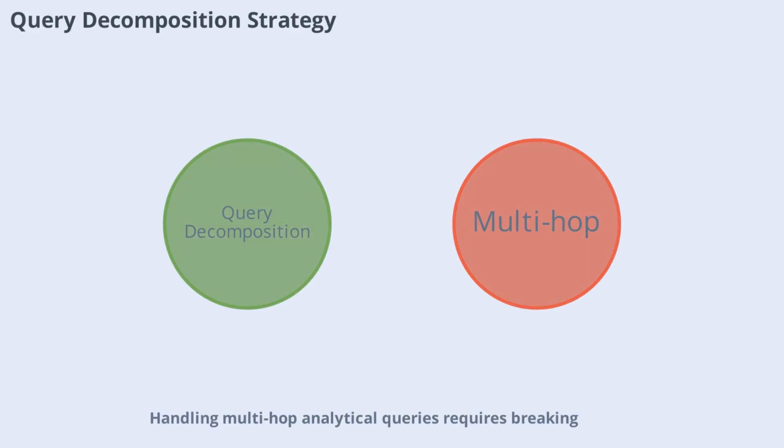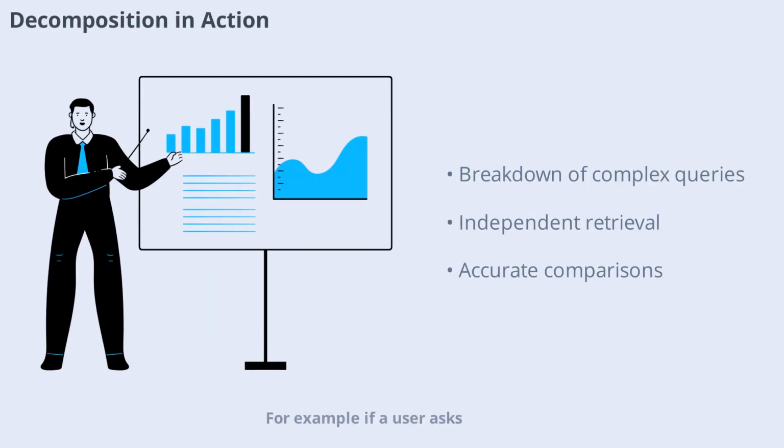Handling multi-hop analytical queries requires breaking down complex questions into simpler subqueries. Query decomposition uses an upstream LLM step to analyze the user's question, split it into distinct parts, and execute independent retrieval passes for each. The results are then consolidated and delivered to the final LLM prompt, enabling accurate and comprehensive answers.